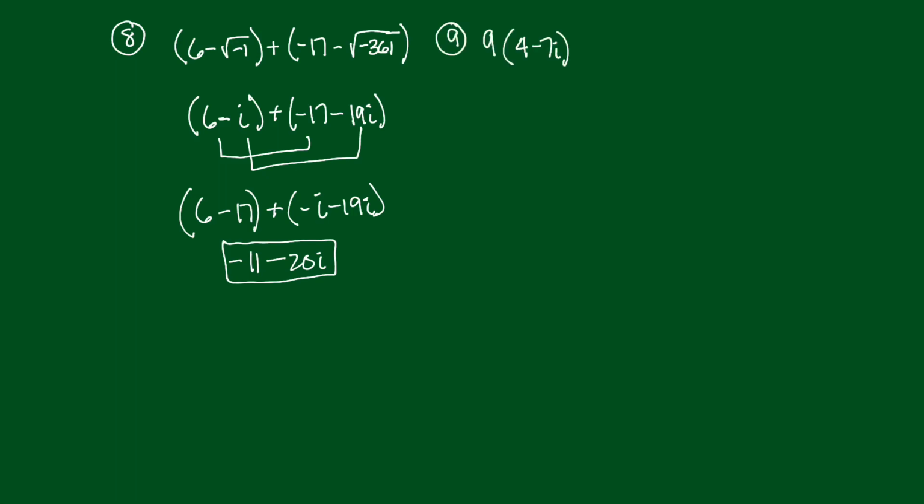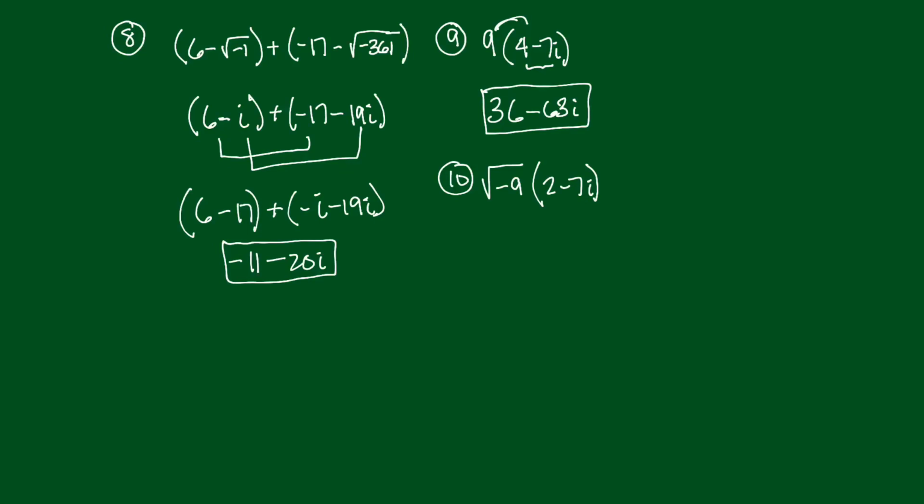We have a multiplication here. Now, this is a complex number, right? That's a complex number, but just treat it as if it were a binomial. So just use the distributive property. 9 times 4 is 36, minus 9 times 7 is 63i.